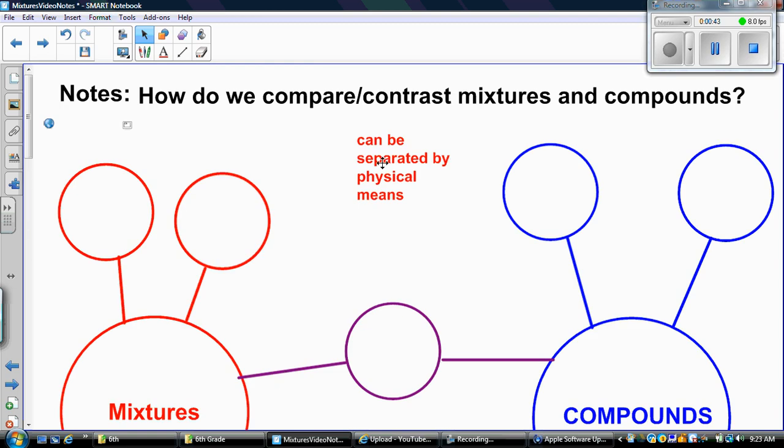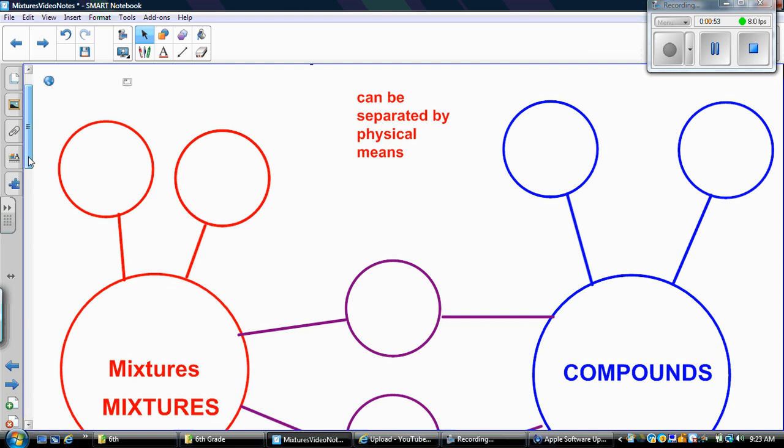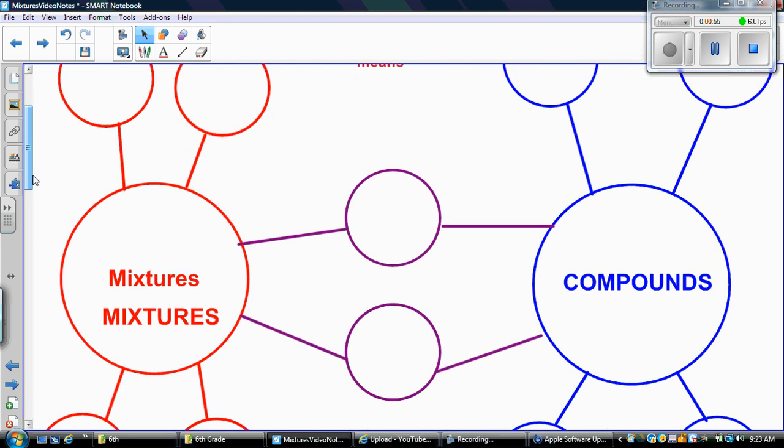Okay, so instead of doing Cornell notes, you're going to just create a double bubble map. You want to use 3 colors, just like I've been using, or that you see here. You're going to put mixtures on one side, the other one is compounds. Remember, the circles in the center are the ones that mixtures and compounds have in common, and the ones on the outside of each big circle are how they're different.